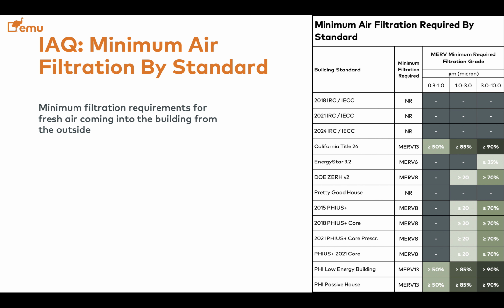Fuse has the same MERV 8 requirement, which only filters out 20% of the particulate matter 2.5. Whereas PHI, both low energy building and passive house, require the MERV 13, that has the greater filtration grade, and it filters out about 85% of that particulate matter 2.5, same as California Title 24. So this is something that I looked into specifically for the study and I found most illuminating, because it does make a difference in the indoor air quality that we can expect in terms of particulate matter and cancer-causing particles.